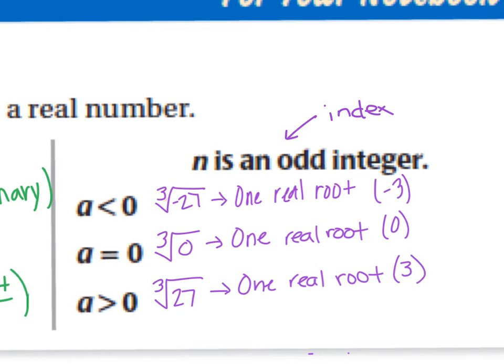Okay, so if we have the cubed root of 0, what's the only number that multiplies 3 times to get you 0? 0. And if your number inside is greater than 0, so if it's positive, then you can't have a negative value, because a negative and a negative and a negative is still going to give you a negative value. So if we're trying to get to this positive 27, we need a positive 3.